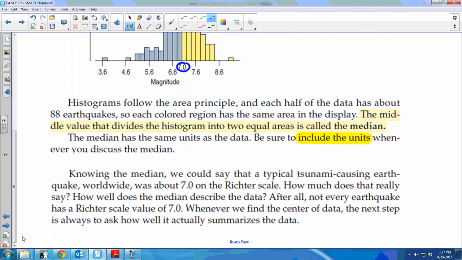You want to make sure when you're reporting the median, we always need to practice putting things into context. So you want to report the median including units. So in this case, remember I said it was 7 on the Richter scale. If it's in milligrams, you put milligrams. If it's beats per minute, it's beats per minute. Whatever you're using, you need to make sure you include units. That ensures that you're hitting the context piece of the question, okay?